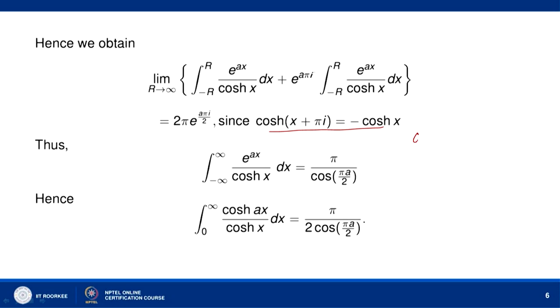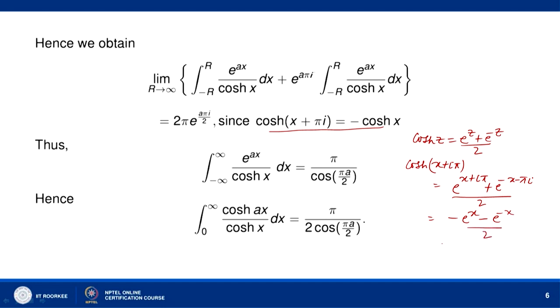This we can see: cosh z is equal to (e to the power z plus e to the power minus z) by 2. So, cosh(x + iπ) is equal to (e to the power x + iπ plus e to the power minus x minus iπ) divided by 2, and e to the power iπ is minus 1. So, minus e to the power x; e to the power minus iπ is also minus 1. So, minus e to the power minus x divided by 2, this is minus cosh x. So, this is minus cosh x.